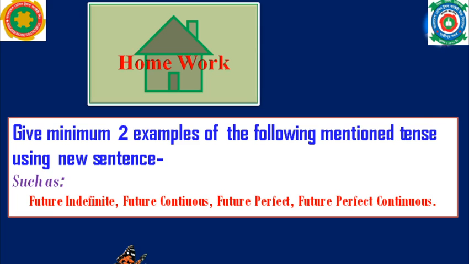Your task: give minimum 2 examples of each sentence, and also future indefinite, future continuous, future perfect continuous. Not only this, but also the classification of present tense, the classification of past tense, and also the classification of future tense, right?